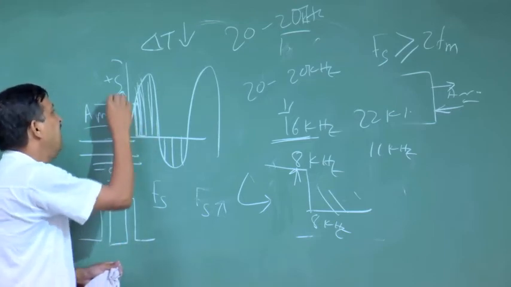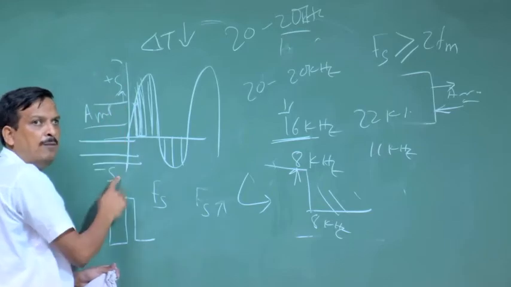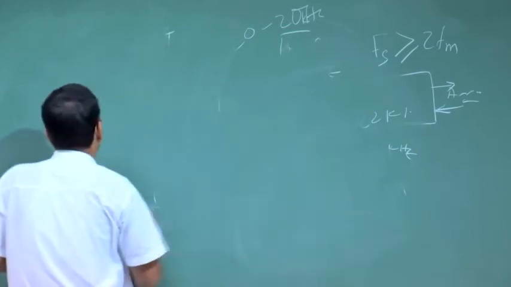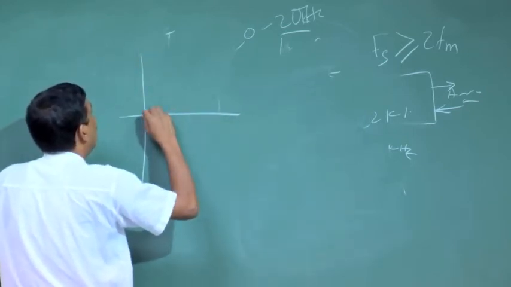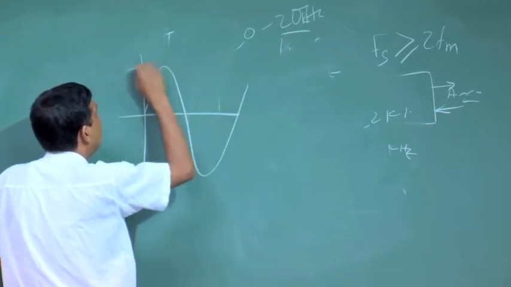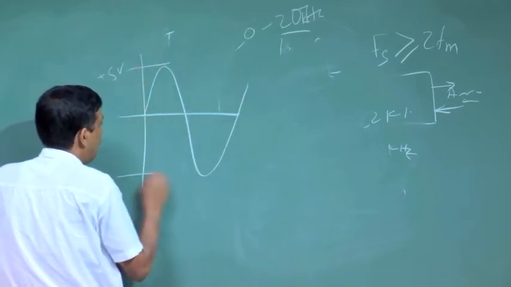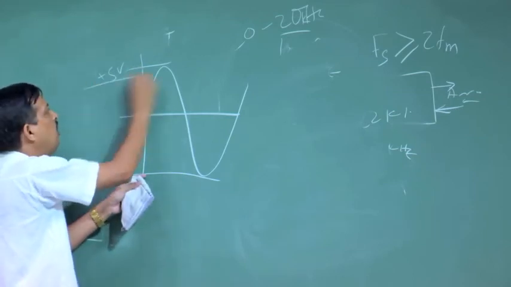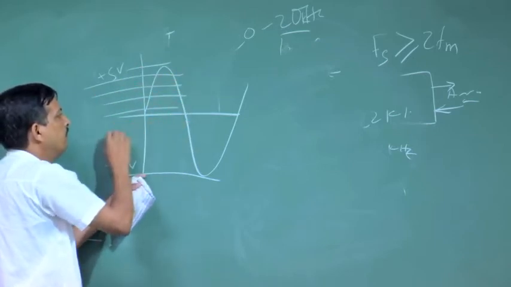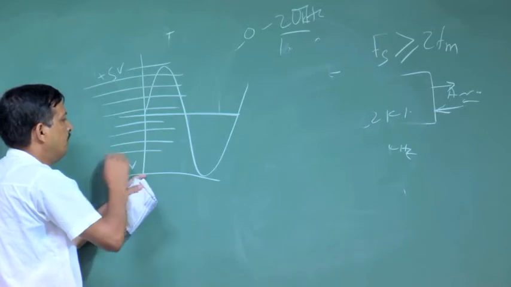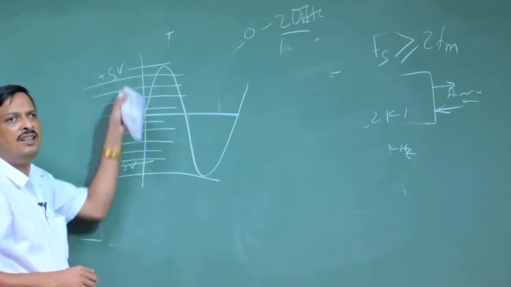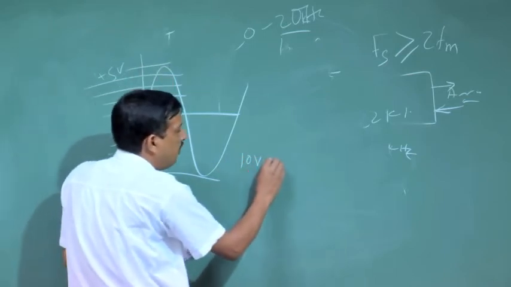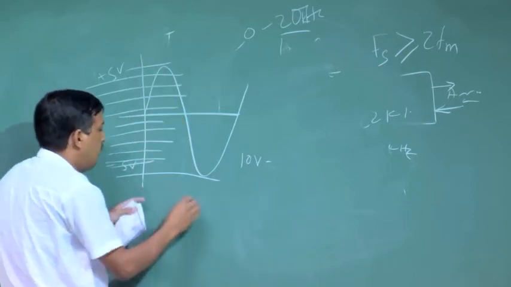So, let us say my signal varies from minus 5 volt to plus 5 volt. Or I can draw it neatly so that you can understand it. Let us say I have a signal which varies from minus 5 volt to plus 5 volt. Okay. So, this whole 10 volt I divide into some levels. How do we decide the levels? Let us say I am representing this 10 volt by an 8-bit number.